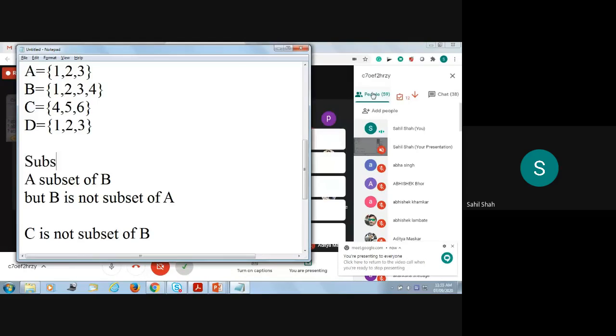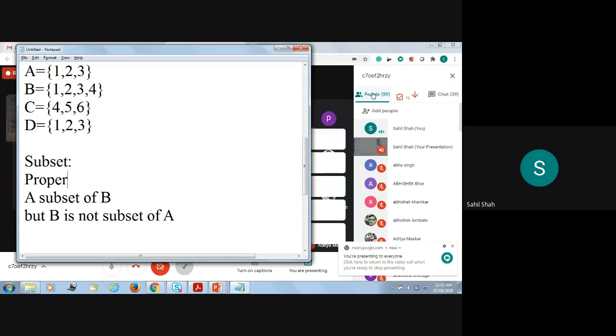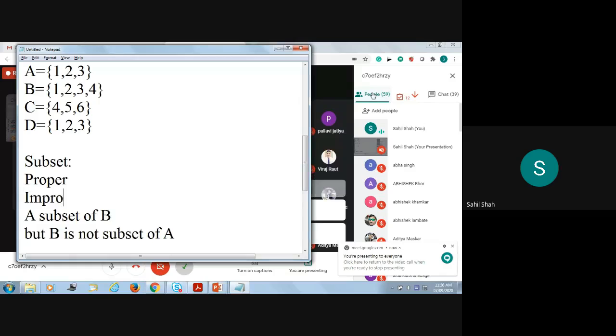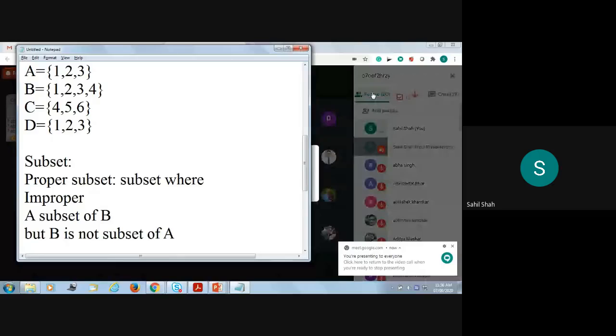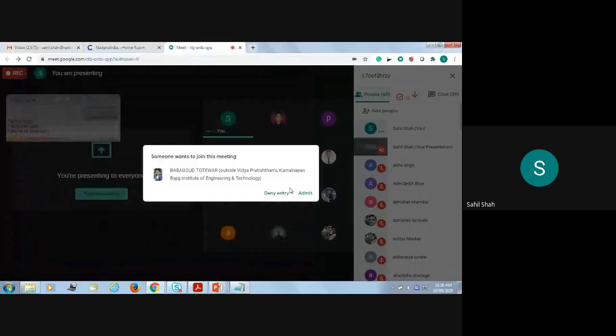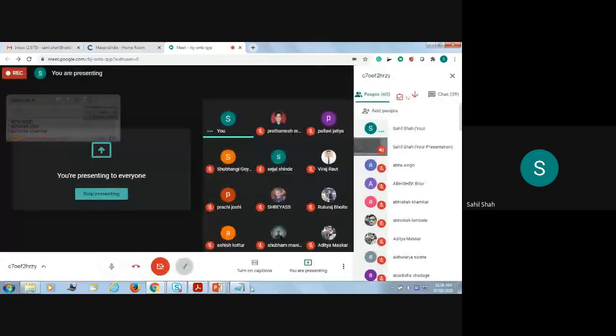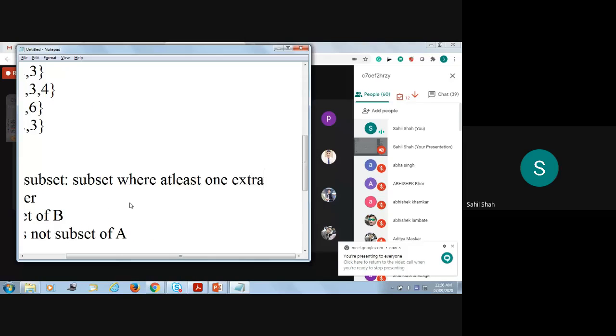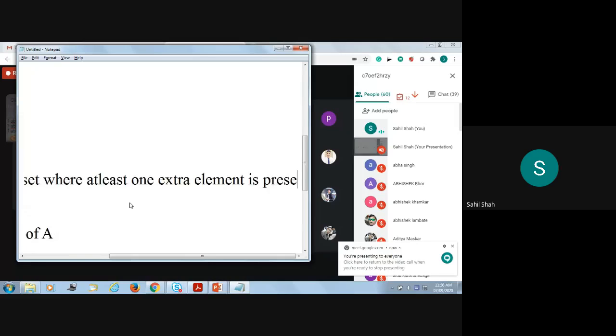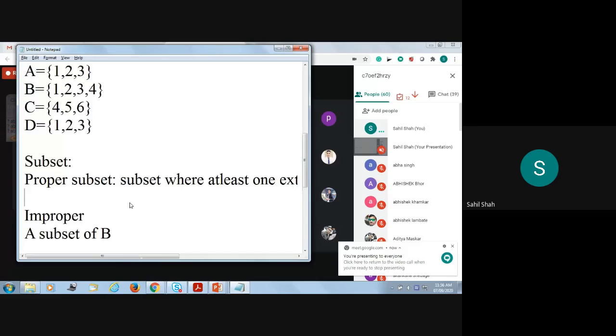This subset will be of two types further. I do not know whether you are aware of it or not: proper and improper. So what do you mean by proper subset? A proper subset is a subset where at least one extra element is present.